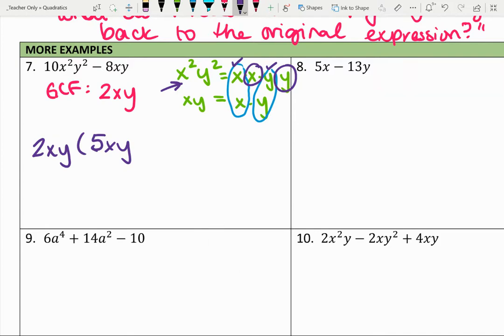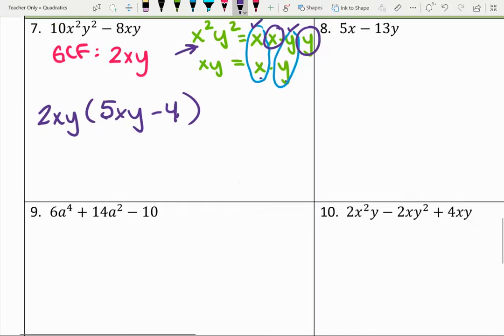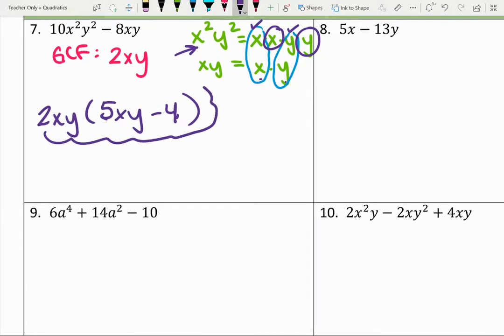When it comes to that second term, we need 2 times -4 to make that -8. And then we don't have any variables left over, right? We took out both of those x's and the y's. So our factored version is all done like this. And again, we can check by multiplying.